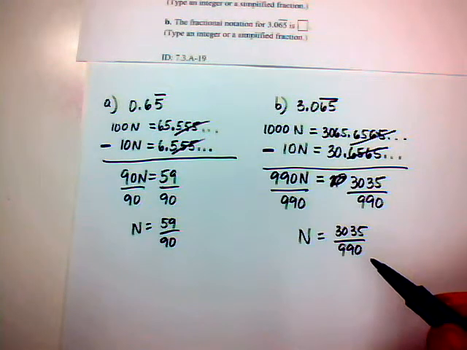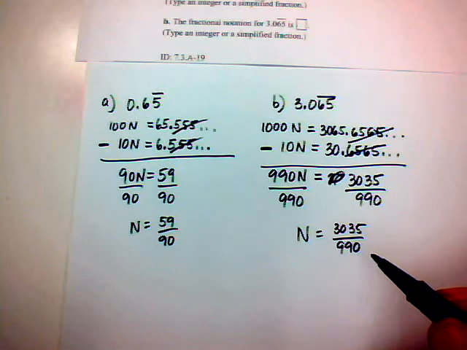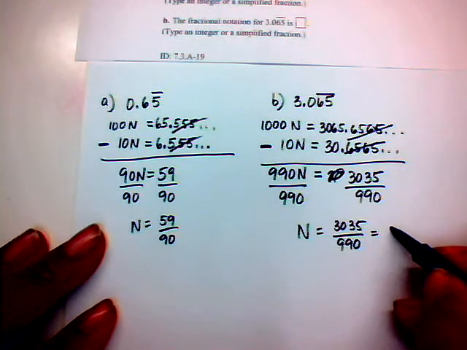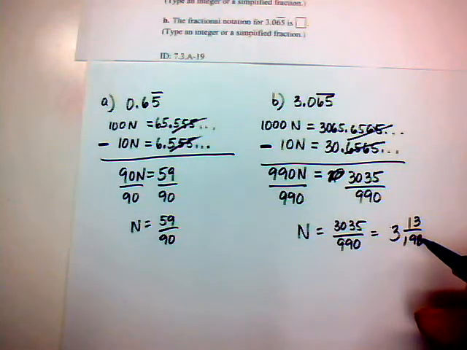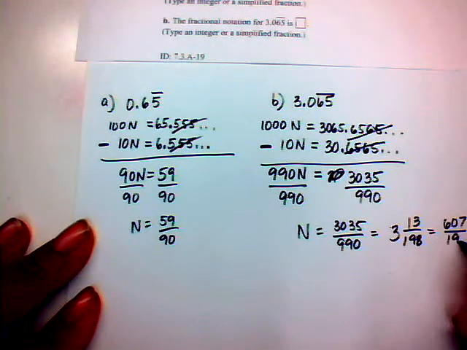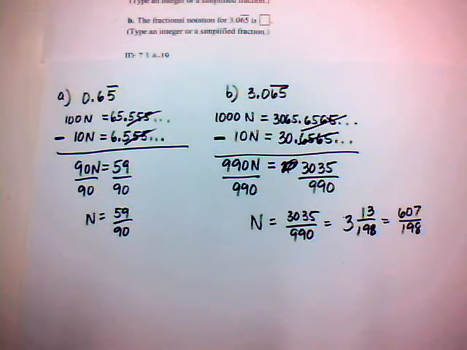And of course, we'll have to put this in simplest form. And in this case, it'll end up being 3 and 13 over 198. But I'm sure they will want this as an improper fraction. It will be 607 over 198. Okay. So here, be very careful when you type in your answers because they do sometimes want it as a simplified fraction, so you have to write it as an improper fraction. And that should assist you with the homework problems in section 7.3.